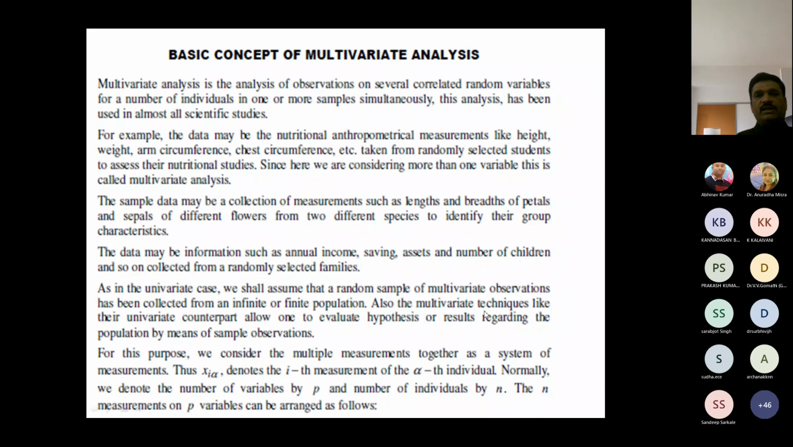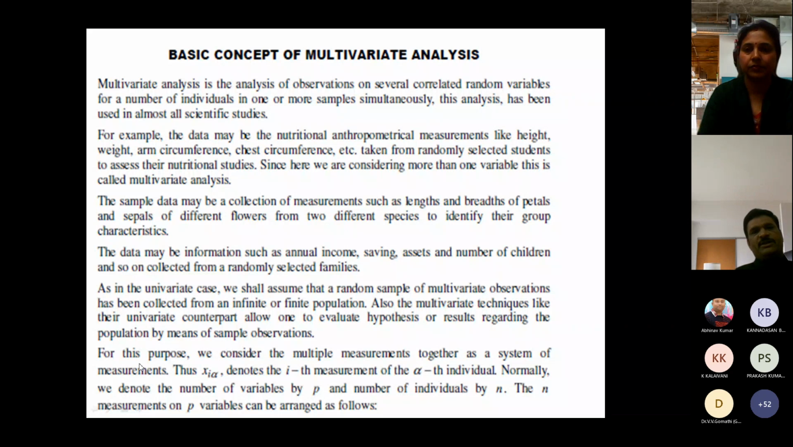Also, the multivariate techniques, like their univariate counterparts, allow one to evaluate hypotheses or results regarding the population by means of sample observations.